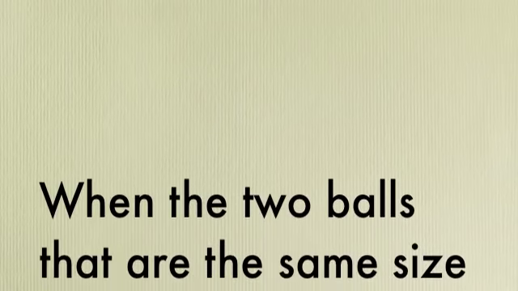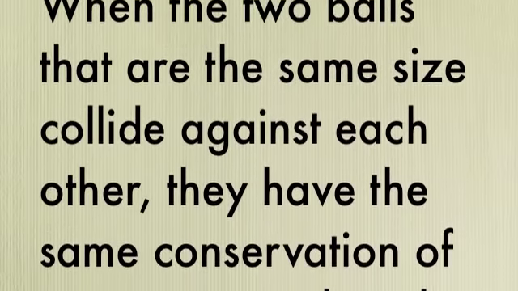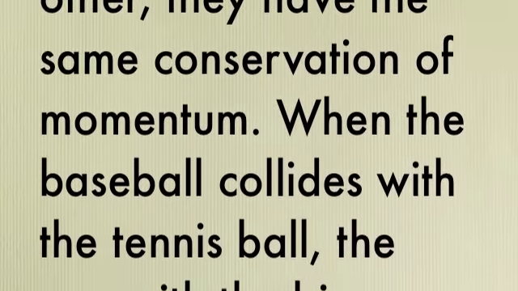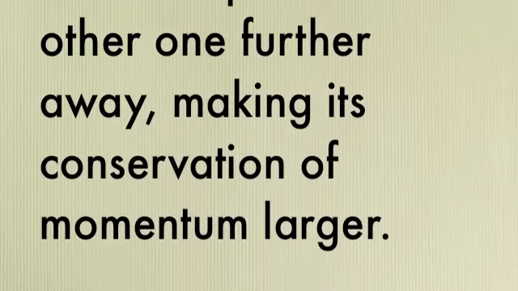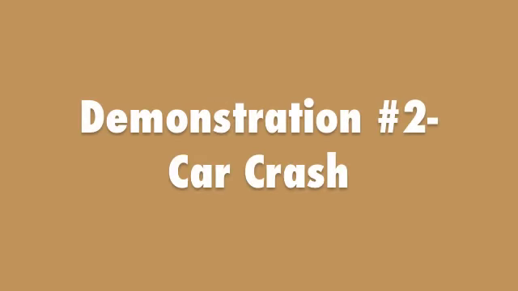When two balls that are the same size collide against each other, they have the same conservation of momentum. When the baseball collides with the tennis ball, the one with the bigger mass will push the other one further away, making its momentum larger.